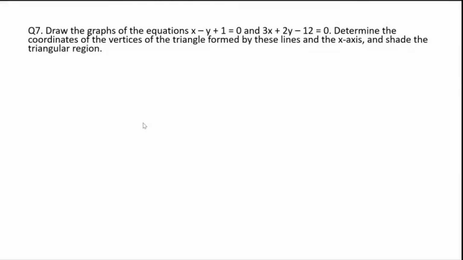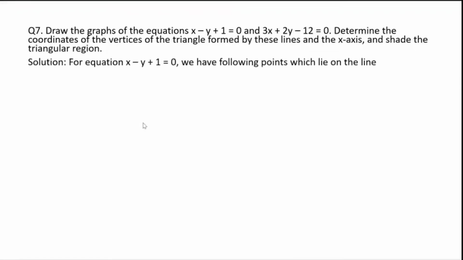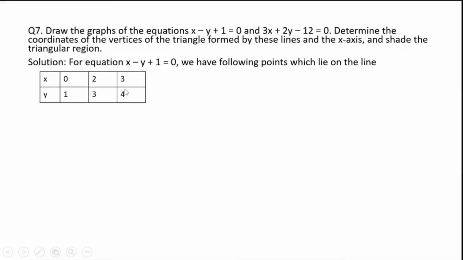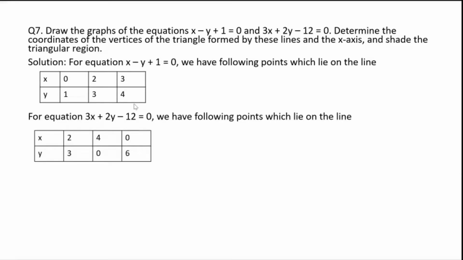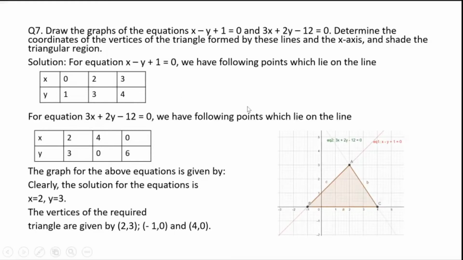Draw the graphs of the equation. So we have two equations given to us. I'll just draw the solution sets for them. First equation is x minus y plus 1 equal to 0. And I can just find out the solution set, make a table, and draw the graph for it. Exactly the same way I take the second equation and I see which values of x and y will satisfy the equation. I find them out and I tabulate them. Then I draw the graph for the above two sets of values, and I get this kind of a graph.